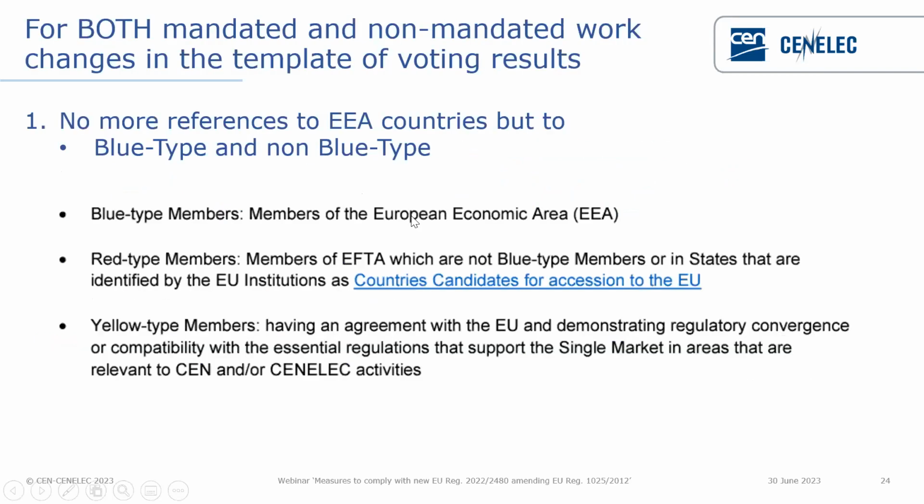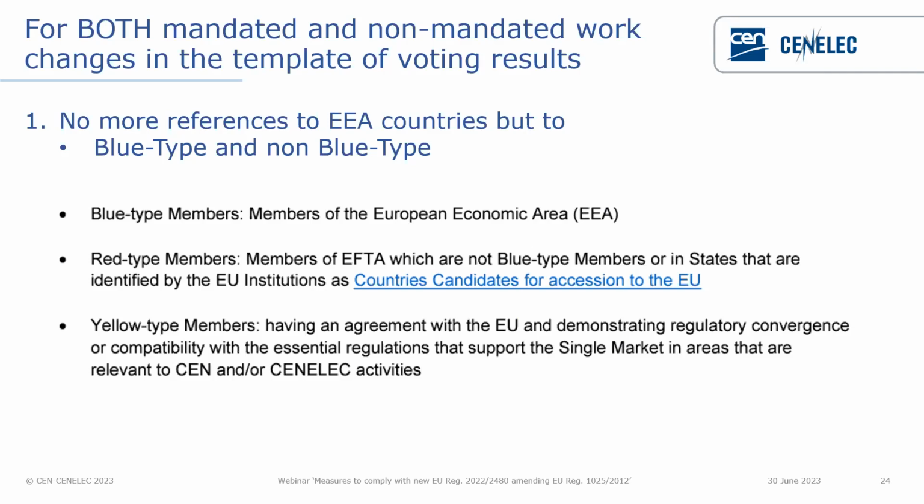So let's go to the definition in Internal Regulations Part 2. So Jan, in CEN and CENELEC we have 34 members. So we have 34 NSBs in CEN and 34 NCs in CENELEC. The blue type members are the members of the European Economic Area, and they are 29. So in reality, the majority of the NSBs come from the European Economic Area, because blue type members are the 27 of the European Union plus Iceland and Norway. So we have 29 members of CEN and CENELEC which are blue type.